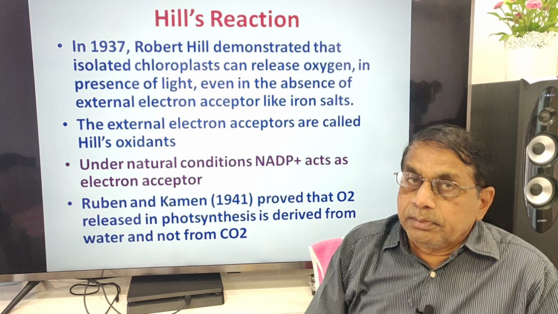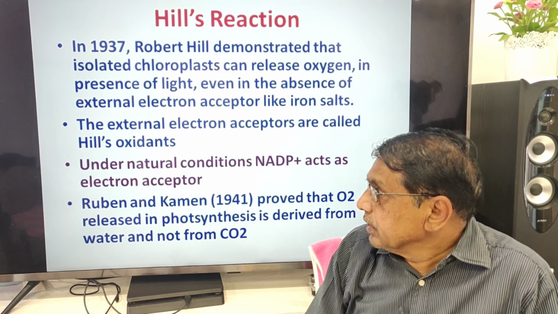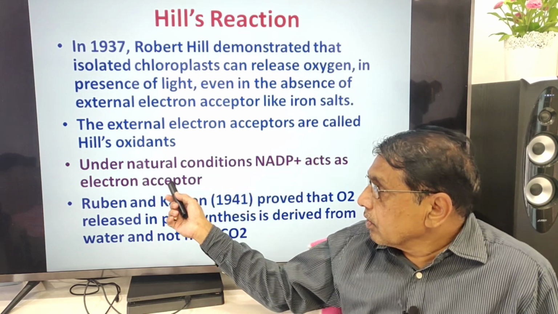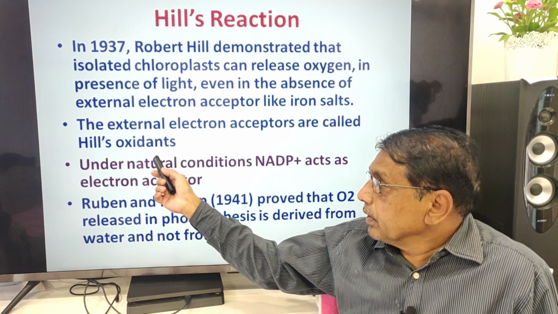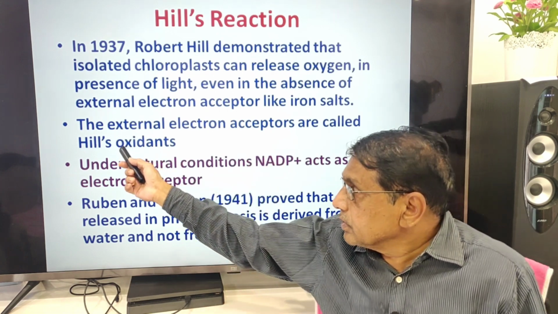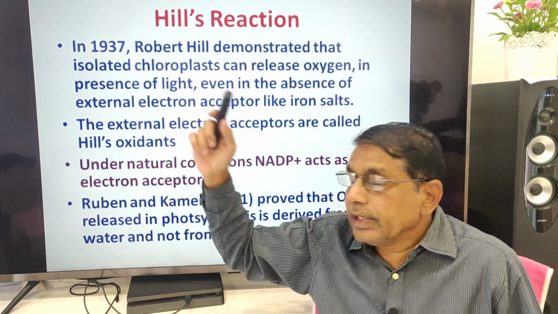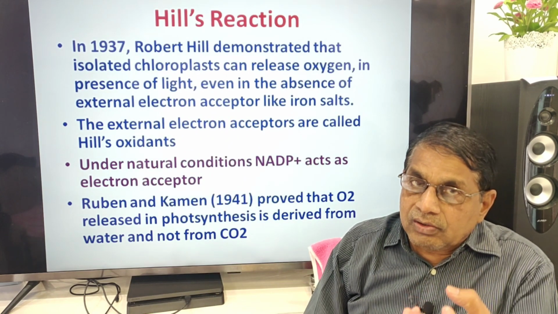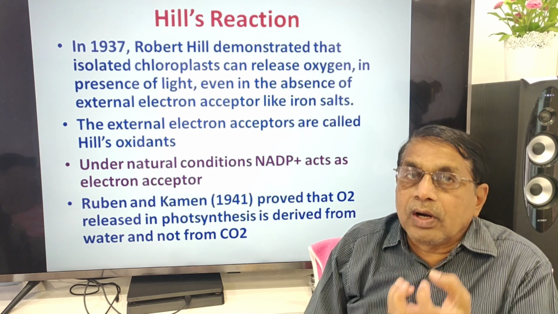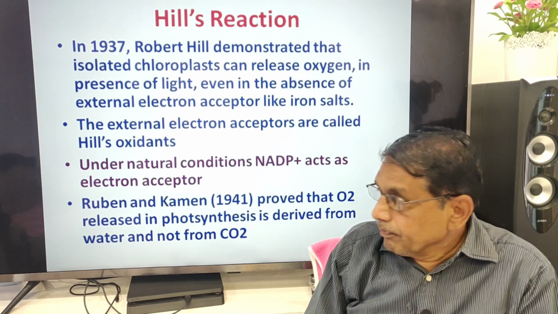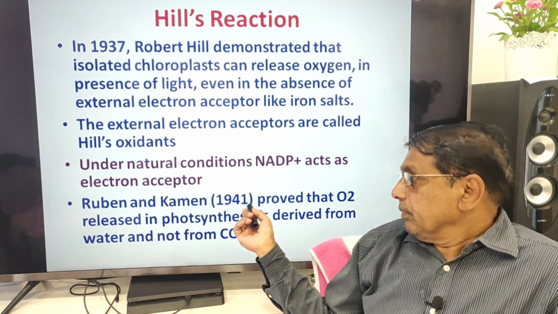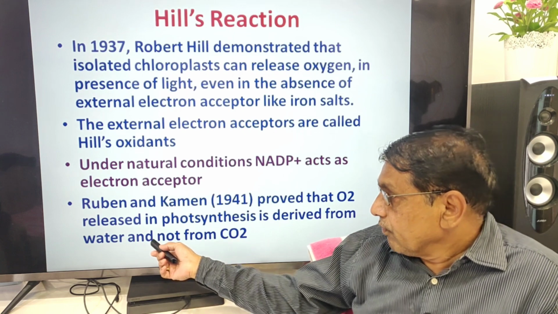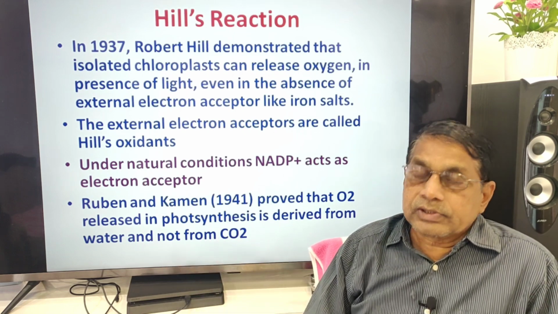For example, NADP is Hill's oxidant. Under natural conditions, NADP acts as the electron acceptor. So remember, NADP is Hill's oxidant in higher plants. It accepts the electrons released from the water during photolysis. Ruben and Kamen proved that oxygen released in photosynthesis is derived from water, not from carbon dioxide.